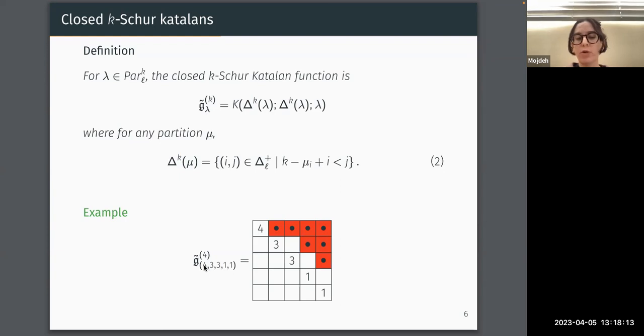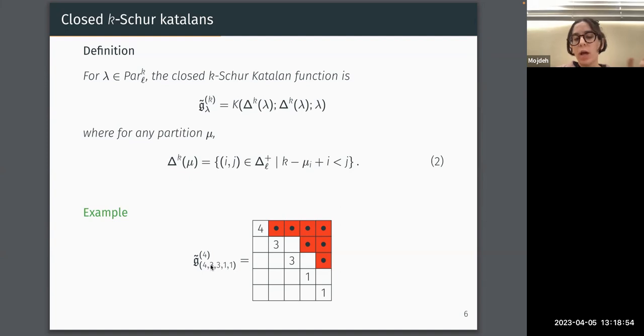I will take my partition 4, 3, 3, 1, 1. And by the way, I sort of glossed over this detail, but in general, once we have our K and L fixed, and we're defining our Katalans for the closed K-Schur guys, I will only look at partitions that are at most L parts, and the largest part of our partition will be K. So I'll call those K-bounded partitions. So it's important that I've taken 4 as the largest part. I could have taken 2, 3, or 1 as well, but I couldn't have taken 5, for example. Anyway, just a little detail there.